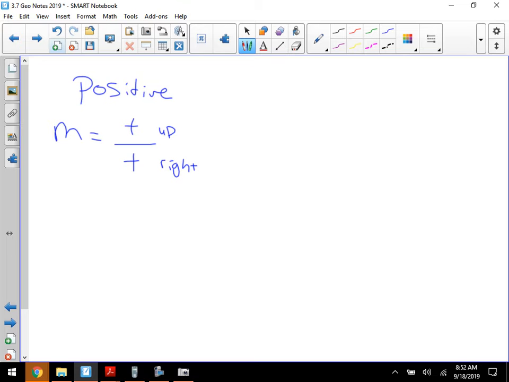And also, if you have a positive slope, isn't a negative number divided by a negative number also positive? And that goes in line with the same idea. Or if I say negative divided by negative, that would be down and left.